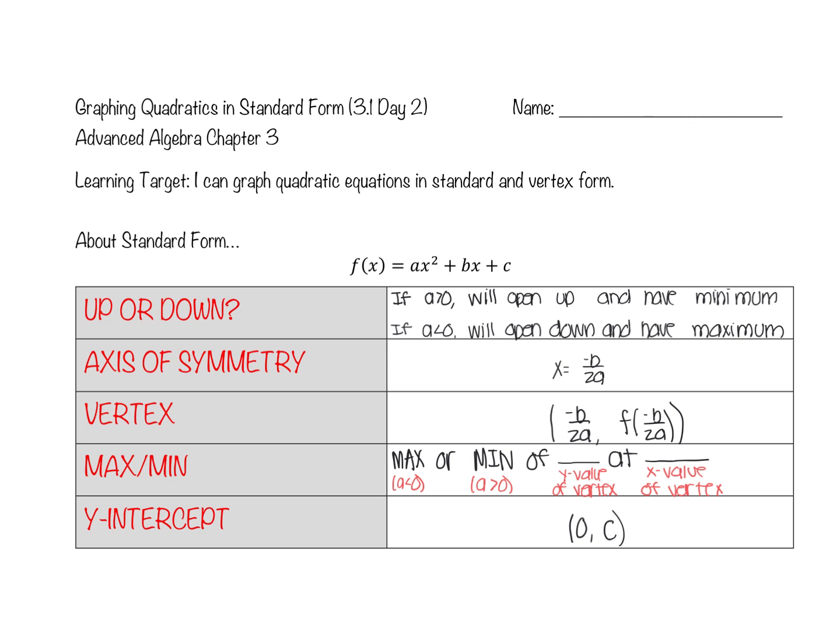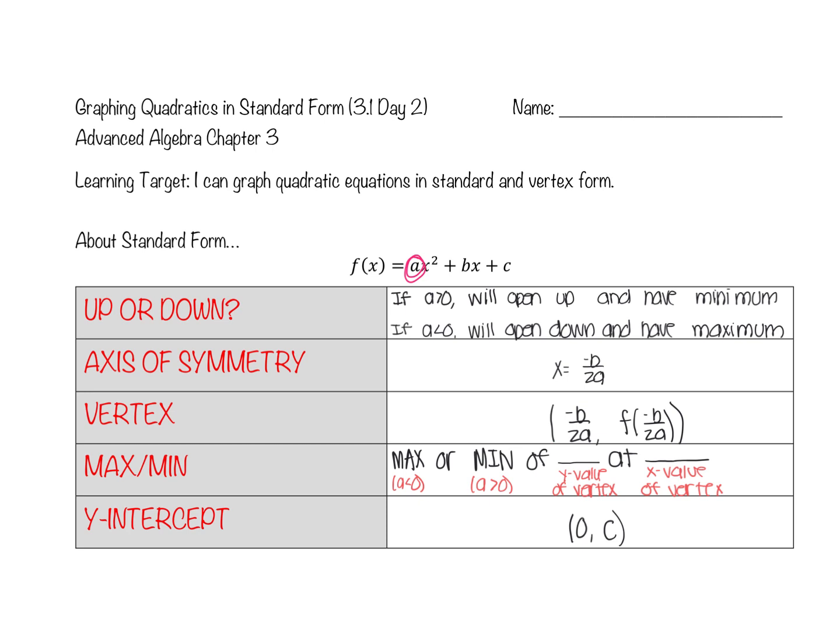So first we have to decide which direction our parabola is going to open. If A is bigger than 0, basically the coefficient of x squared is greater than 0 or positive, our graph will open up, and the graph is also going to have a minimum. If A is negative or A is less than 0, then our graph will open down and it'll have a maximum.